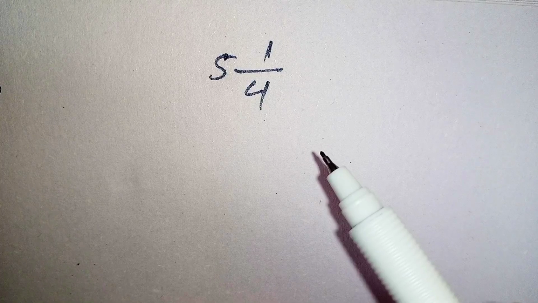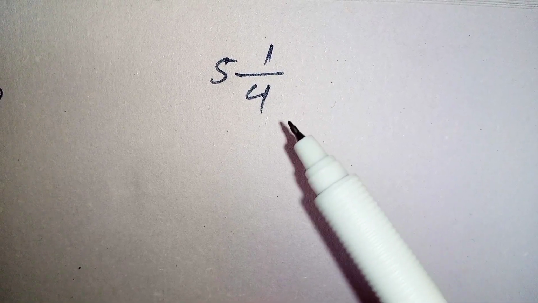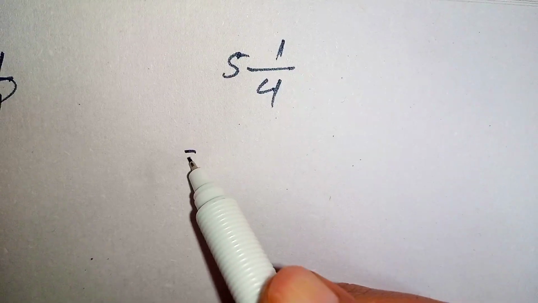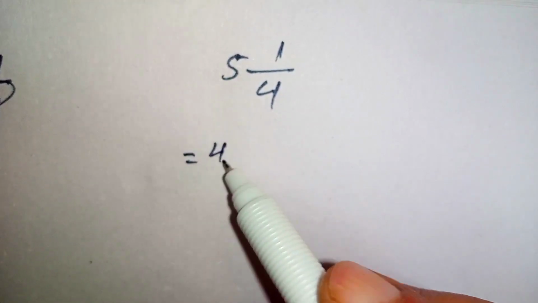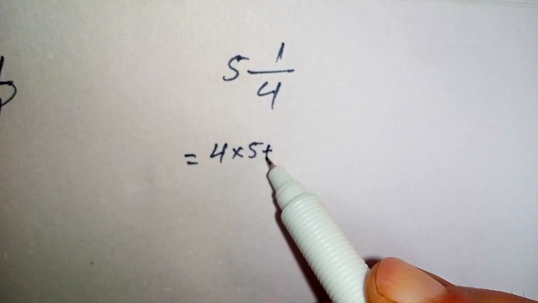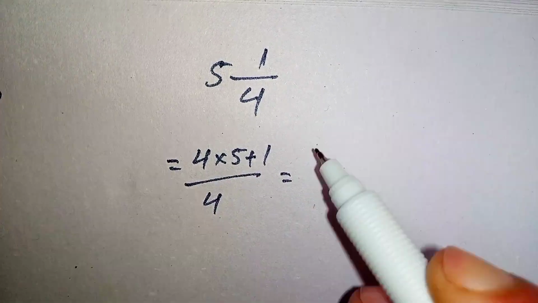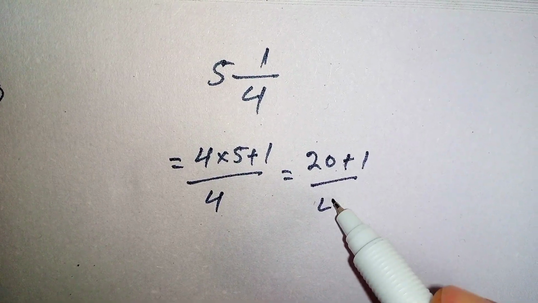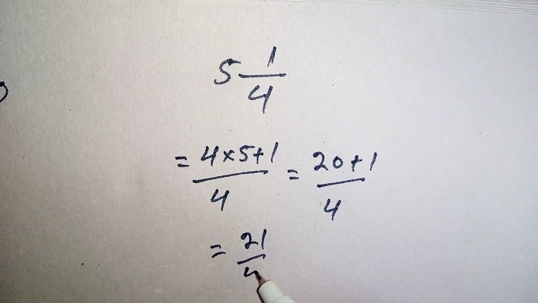Here is another example of a mixed number that we want to convert into an improper fraction, which is 5 and 1 over 4. So again, simply multiply 4 with 5 and add 1. So 4 times 5 plus 1, divided by 4. So 4 times 5 is 20 plus 1, divided by 4, which is equal to 21 divided by 4.